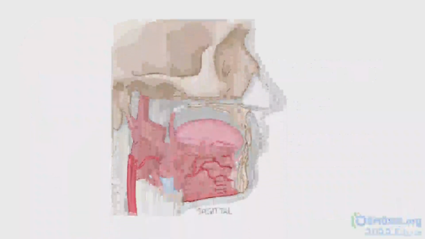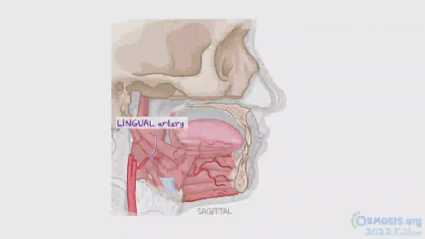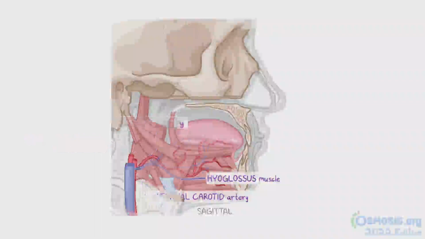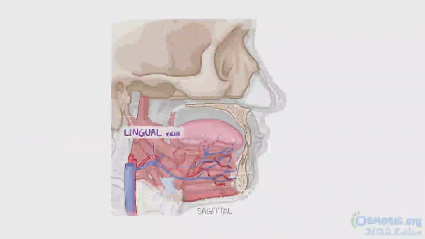Now, let's talk about blood supply of the tongue, which is mainly provided by the lingual arteries. The lingual arteries are anterior branches of the external carotid arteries, arising on the middle pharyngeal constrictor from where they move towards the hyoid bone. Upon entering the tongue, the lingual arteries pass deep to the hyoglossus muscles and branch to supply the entire tongue. Venous blood is drained via the lingual veins and their tributaries.